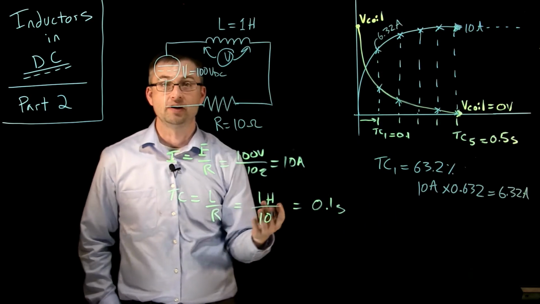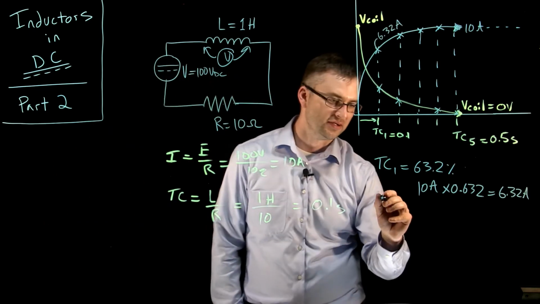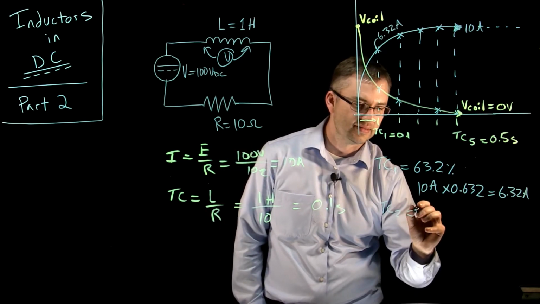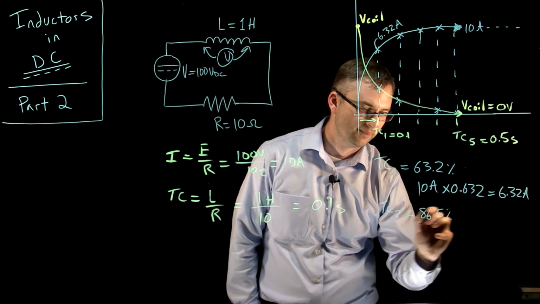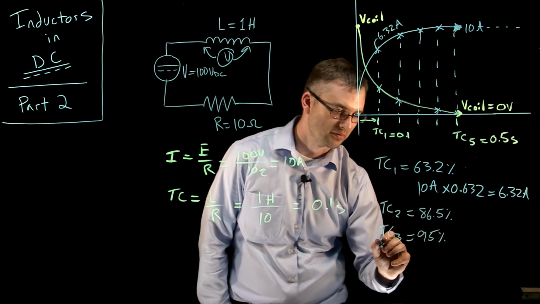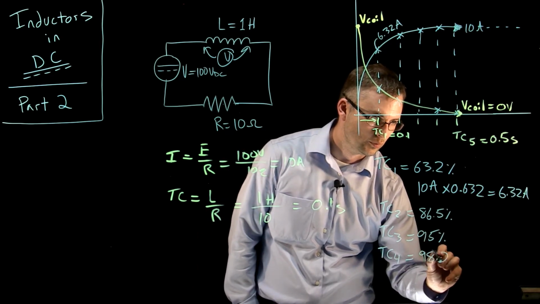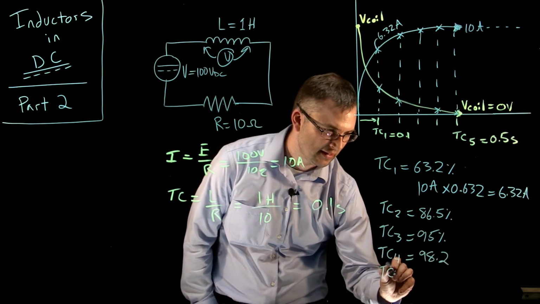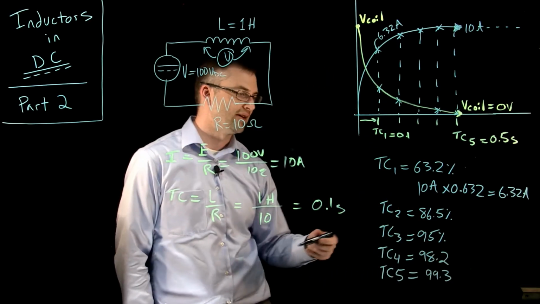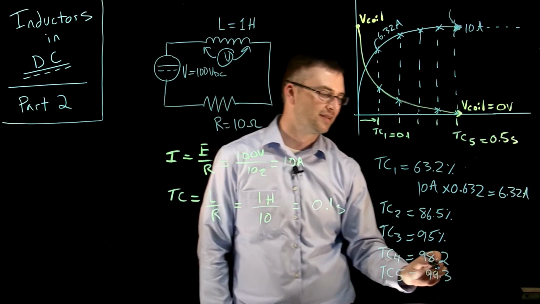Now, that is a rate of rise for this inductive circuit in DC. Time constant number 2, if we wanted to calculate all the way through, is going to be 86.5%. Time constant 3 is going to be 95% of the total. Time constant 4 is going to be 98.2. All right, and then time constant number 5 is going to be 99.3. And so you can see by the time we've hit this 5th time constant, we're pretty much at 100%. We're going to call this one close enough.